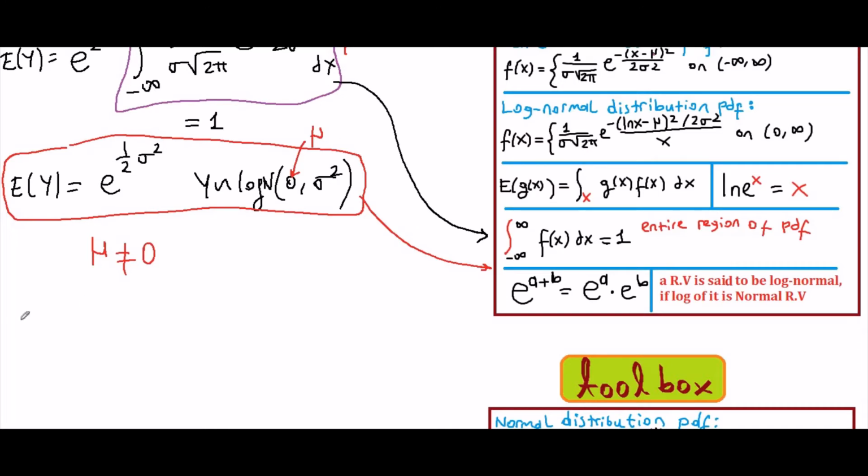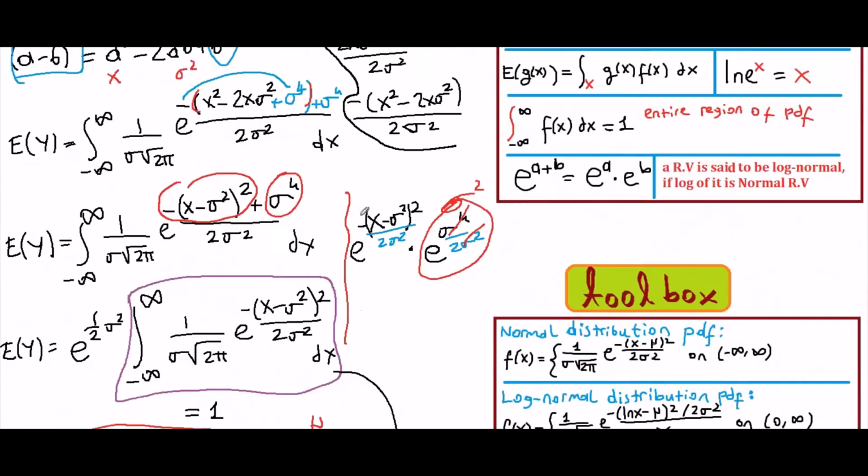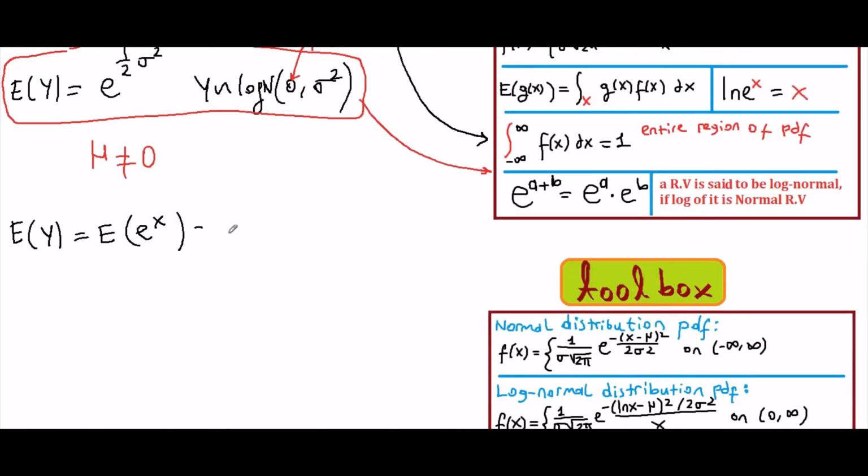So we begin again with the definition of expectation. We said that it is equal to the expectation of e to the x, in our case, because our y is equal to e to the x, where x is normally distributed. And that, by definition, is equal to the integral over the domain of g of x times f of x, that is, 1 over sigma times square root of 2 pi, e to the negative x minus mu, the quantity squared, over 2 sigma squared, dx.